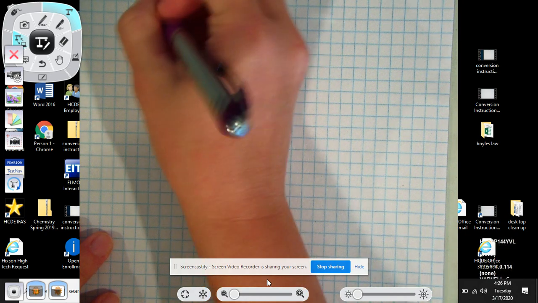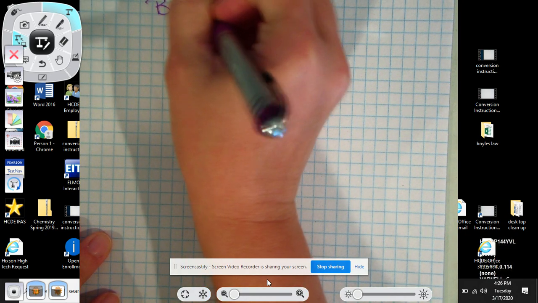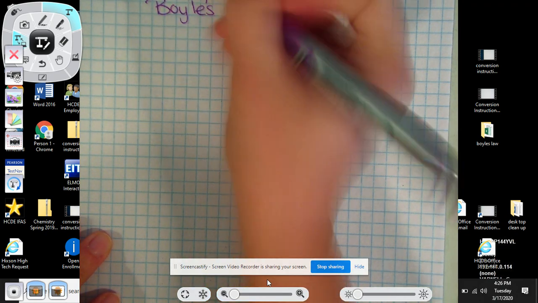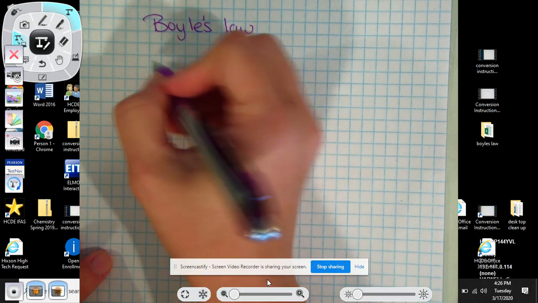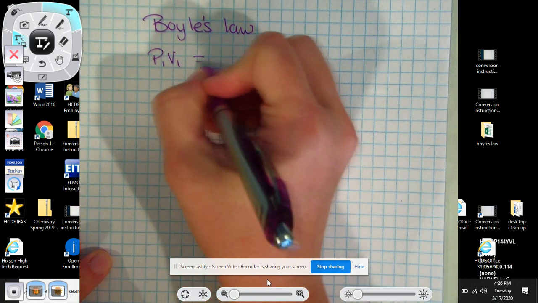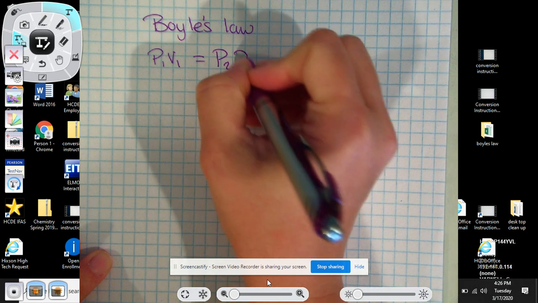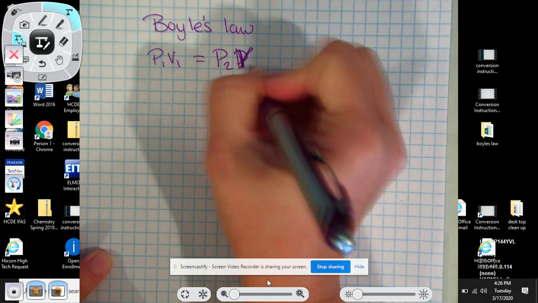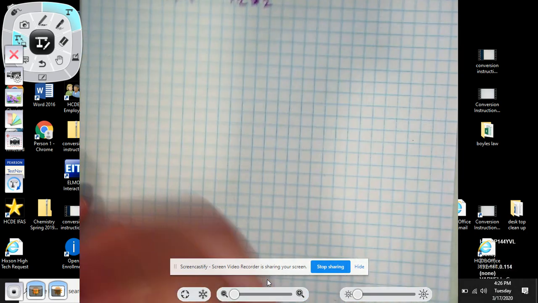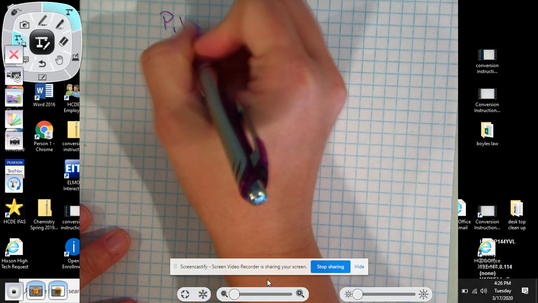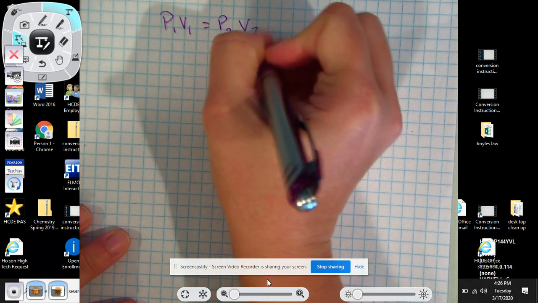The formula that we're dealing with today, we're talking about Boyle's law. And Boyle's law formula is P1 V1 equals P2 V2. I need to write that again. P1 V1 equals P2 V2.